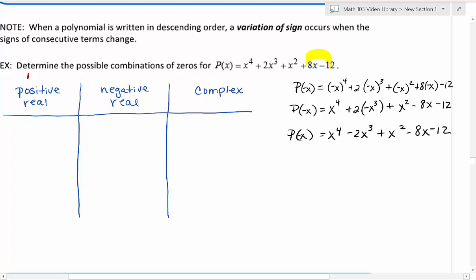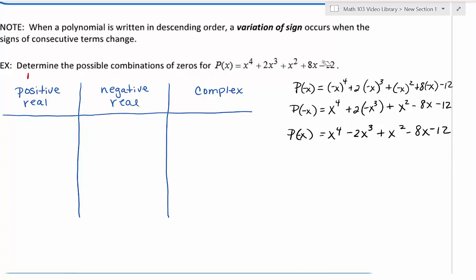There is a little shortcut to finding p of negative x if you're interested. Because of this whole even-odd rule and raising a number to either an even or an odd power, you can get p of negative x directly from p of x. All you have to do is change the sign on the odd degree terms. The even degree terms are going to stay the same because when you raise a negative to an even power, you get a positive. But the odd degree terms change sign. If you don't feel comfortable with that shortcut, just do it out the way we did here.